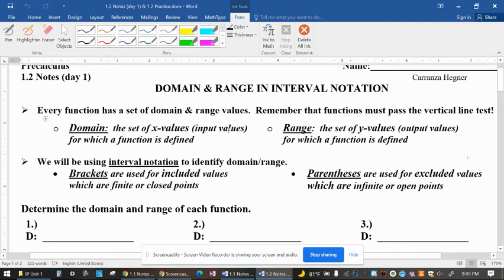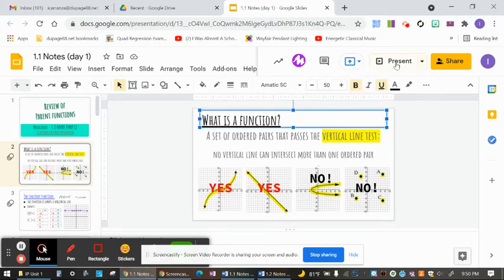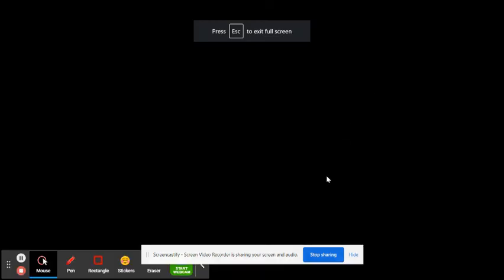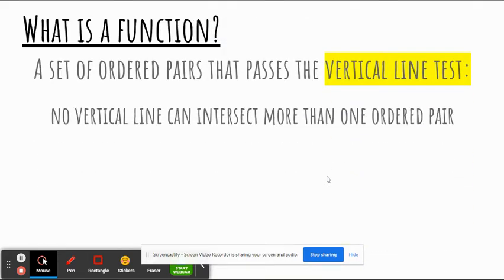As you remember, a couple days ago we discussed that functions are a set of ordered pairs that pass the vertical line test. So don't forget that you do need to know how to do that now to identify whether something is a function or not. So let me just remind you what we discussed in class. Again, don't forget a function has to pass the vertical line test.